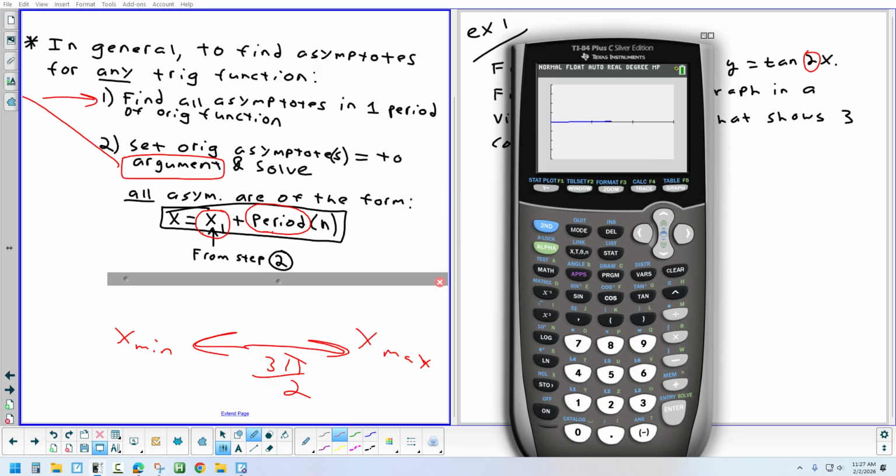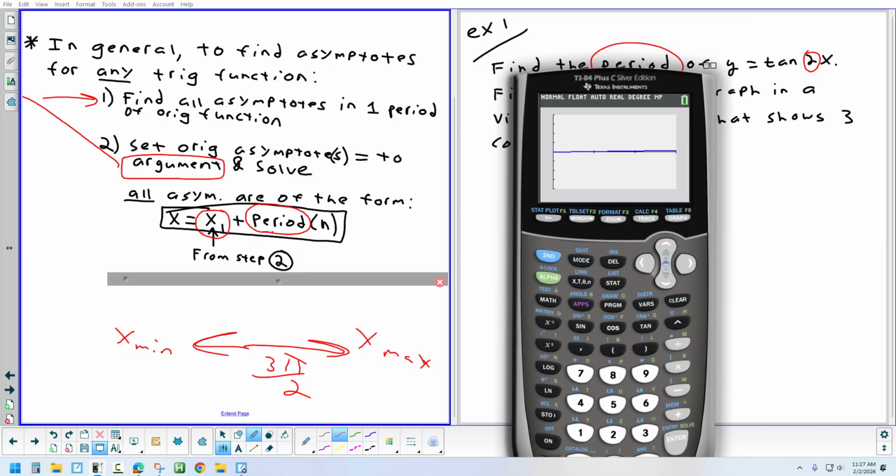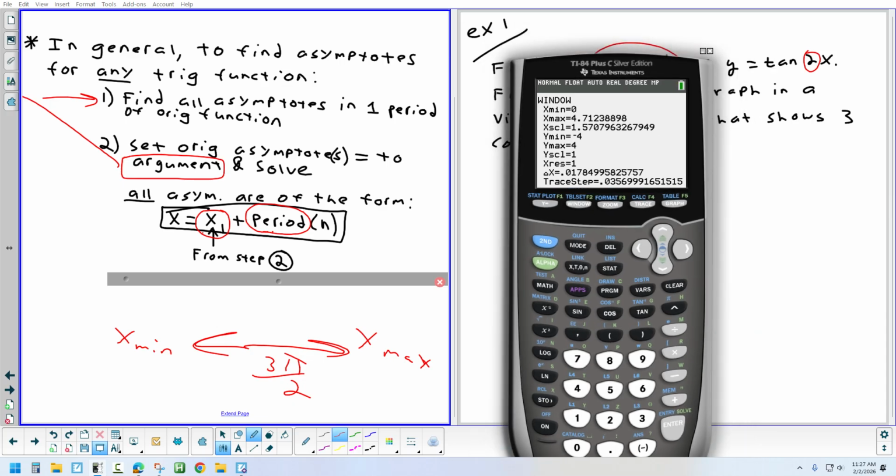Okay. And does that look like 3 cycles of the tangent graph? No. I don't know why. Something's very wrong. This happens a lot. Sometimes people ask me, like on a test, it looks like a straight line. Yep, it does. Do you have to set the thing to radians instead of degrees? Right. I need to be in radians because that's the window I use. 0 to 3 pi over 2.